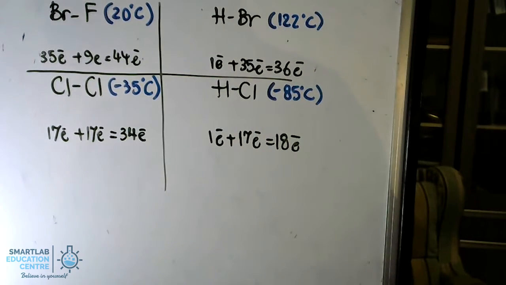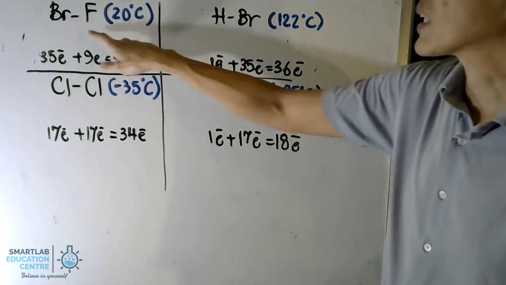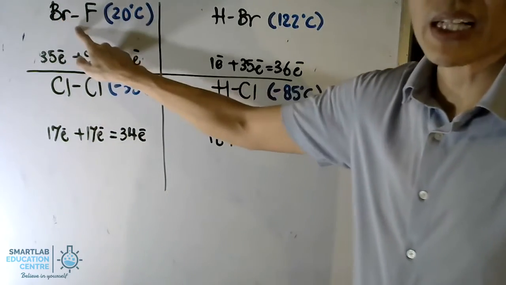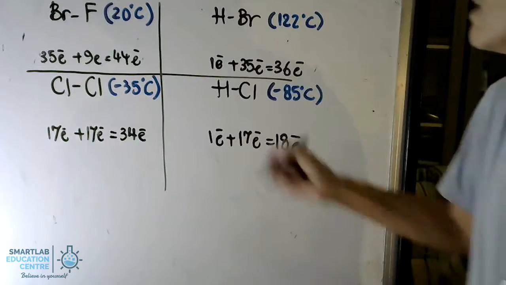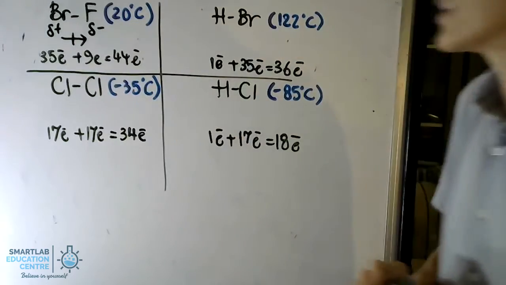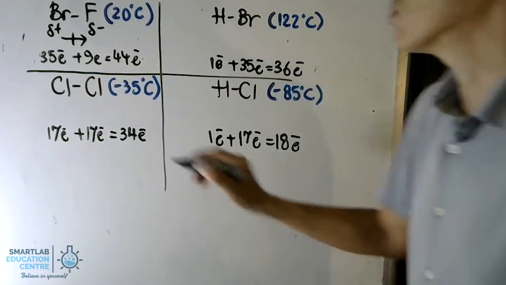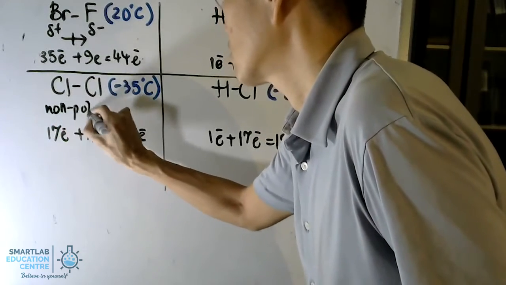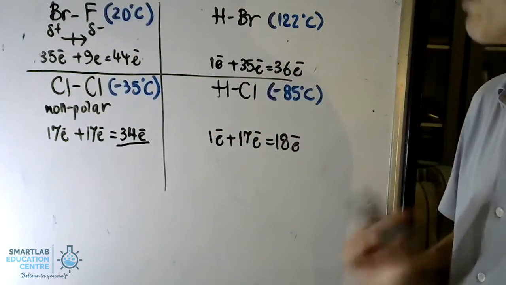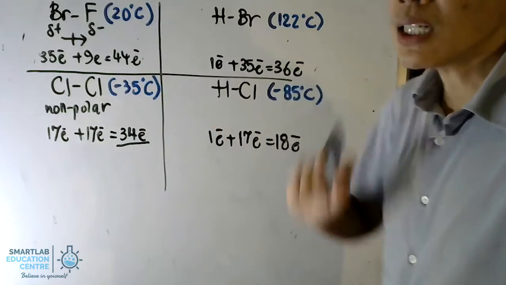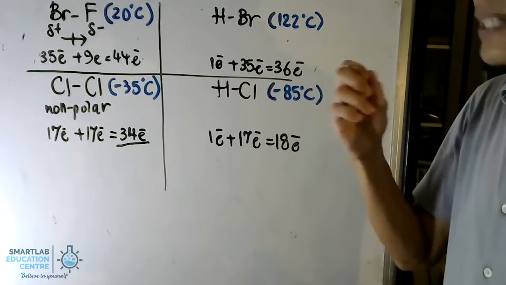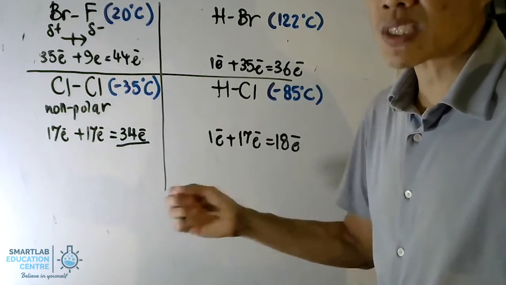Let's now take a look at some examples of polar covalent molecules. The first set we're looking at is BrF and Cl2. Labeled in blue are the boiling points of these compounds. If you take a look at Br and F, F is way more electronegative than Br, so F will be delta minus and Br delta plus. The dipole moment will be in this direction. And Cl2 is obviously non-polar, and Cl2 has 34 electrons. So clearly, BrF has a higher boiling point than Cl2 because it can form stronger permanent dipole to permanent dipole attraction forces, while Cl2 forms relatively weaker instantaneous dipole induced dipole attraction forces.